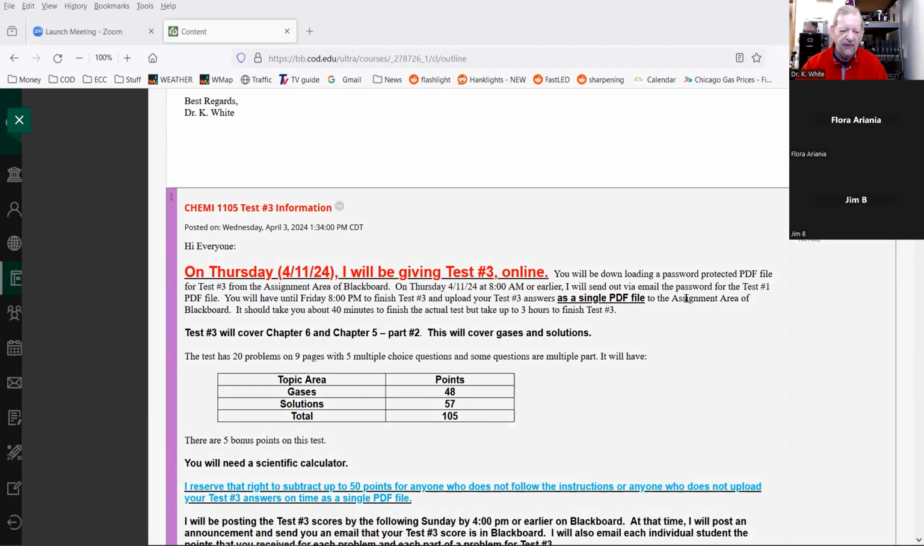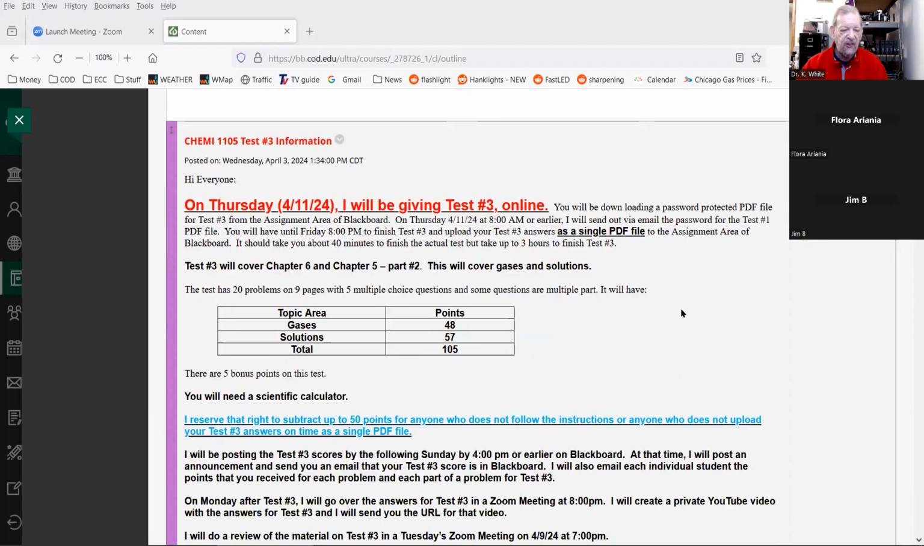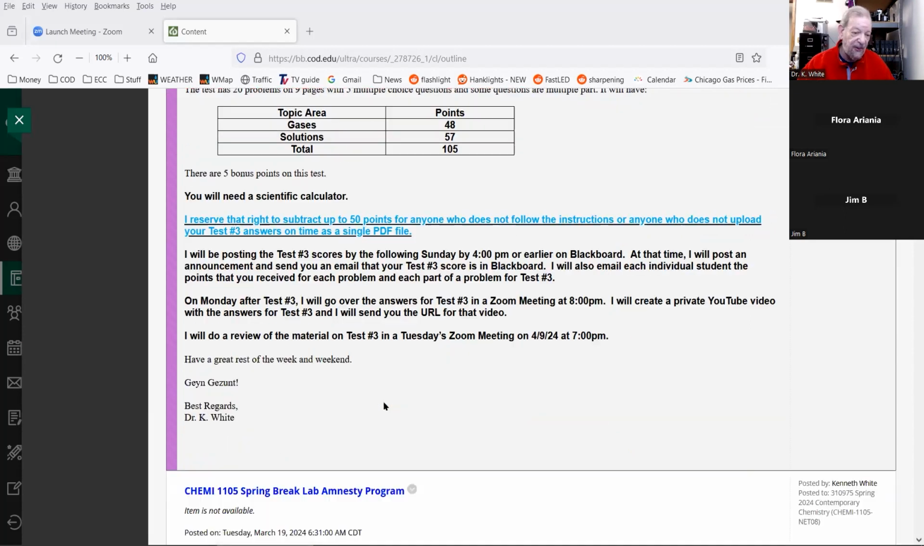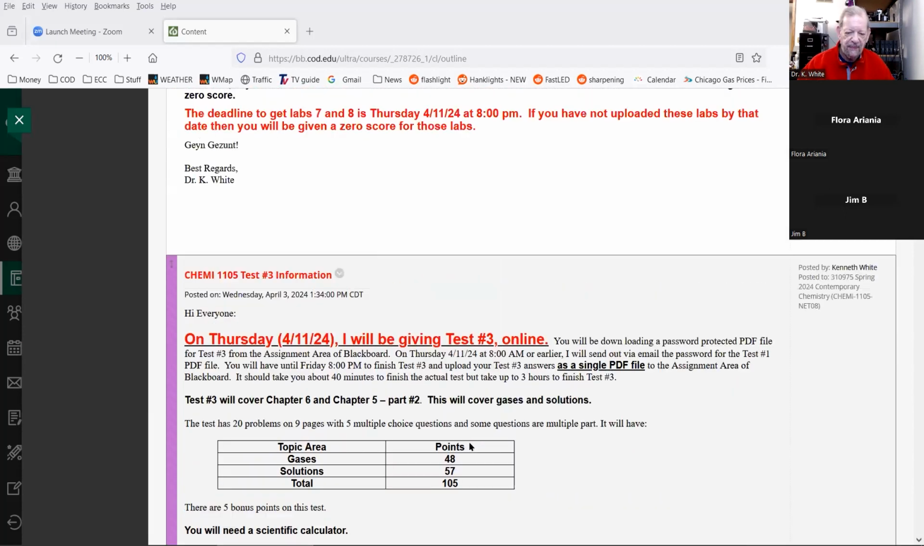Now, test number 3, and I'll be going over this tonight, covers chapter 6, which is gases, and chapter 5, part 2, which is solutions. And if you notice, there's 48 points on gases, 57 on solution. That adds up to 105. So there's five bonus points. You'll need a scientific calculator, and I hopefully you've read the rest of this.